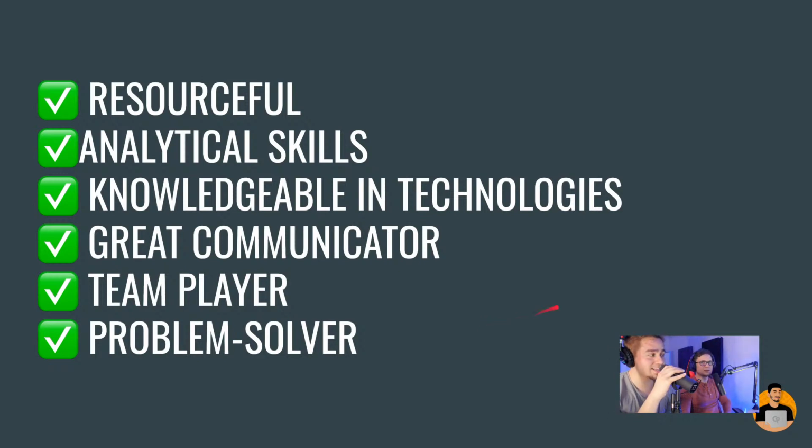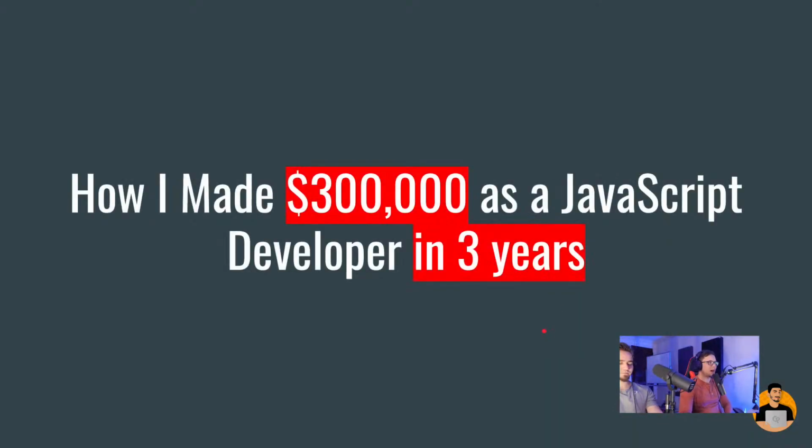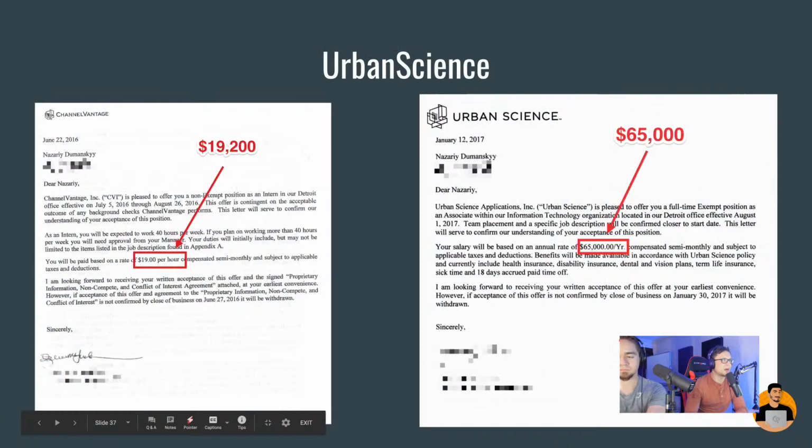Because next, we have an amazing thing where Nas is going to break down for you how you can reverse engineer becoming that 6-figure developer. Yes. And Nas is going to break down a specific story that he knows about very well. So how I made $300,000 as a JavaScript developer personally in the past 3 years, guys. That has been an amazing experience for me. It's been a difficult experience. It's been a long journey, but we got here now, okay?